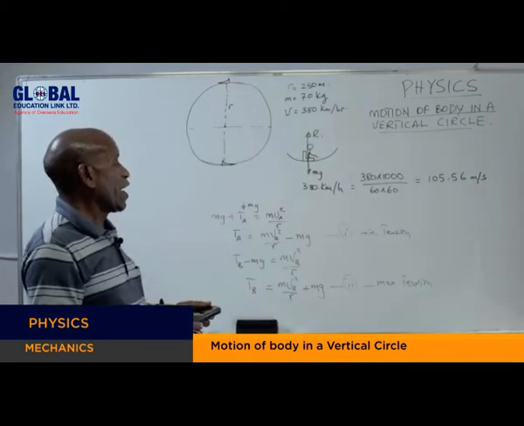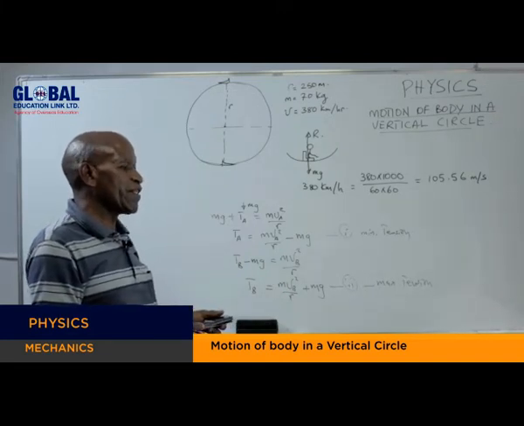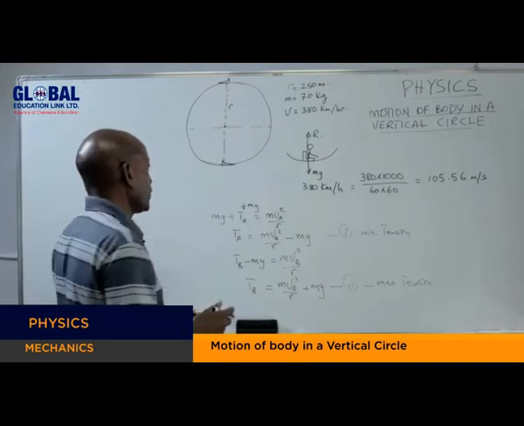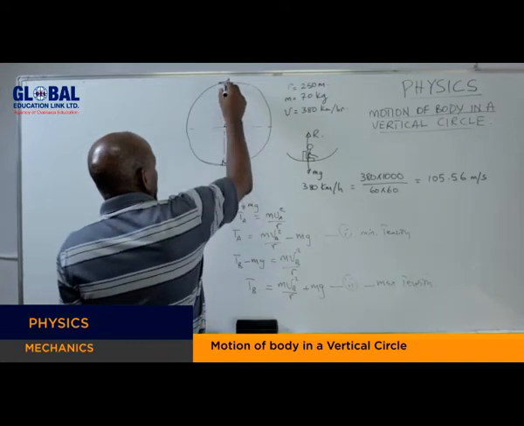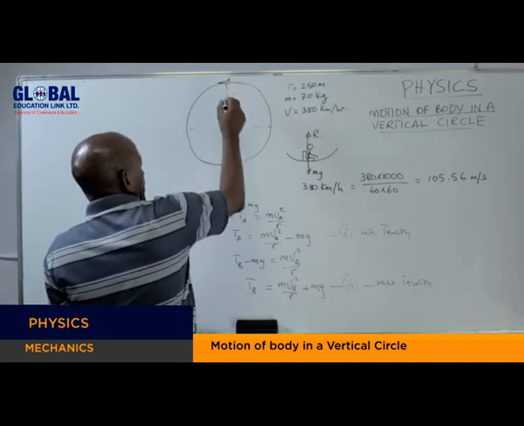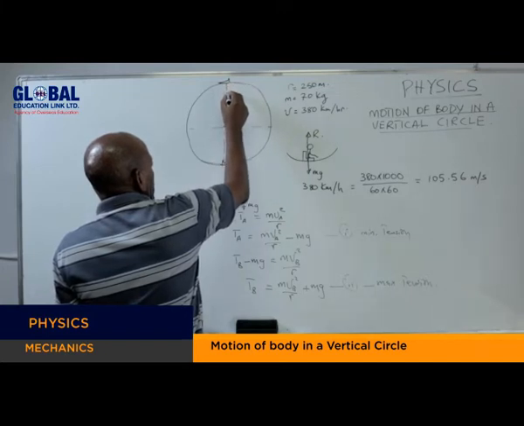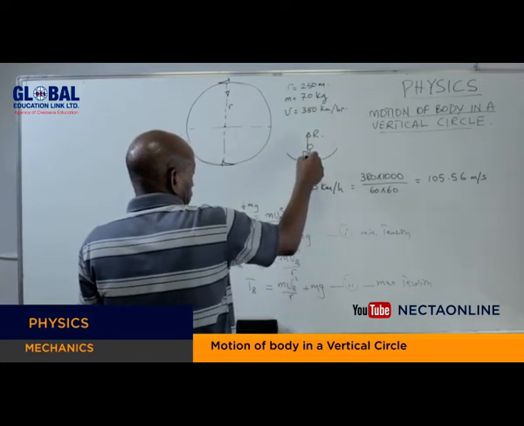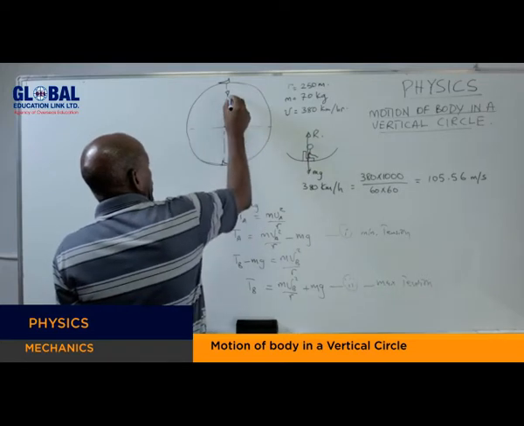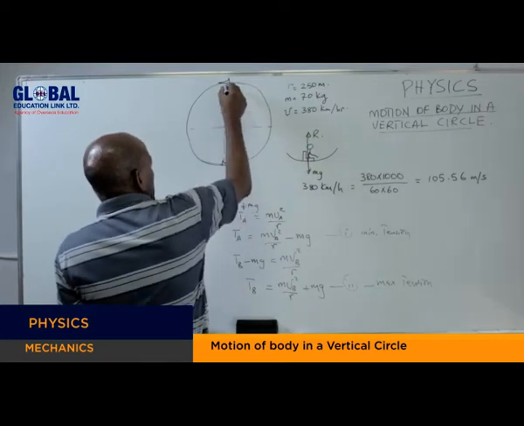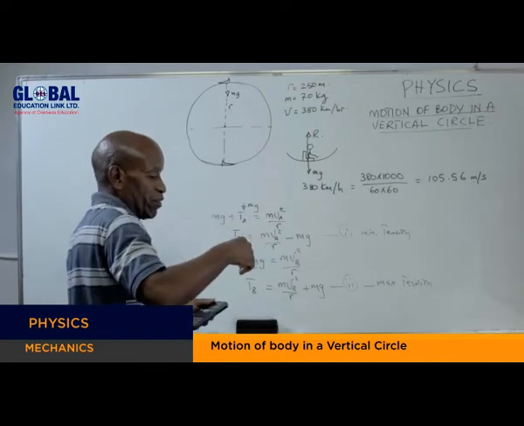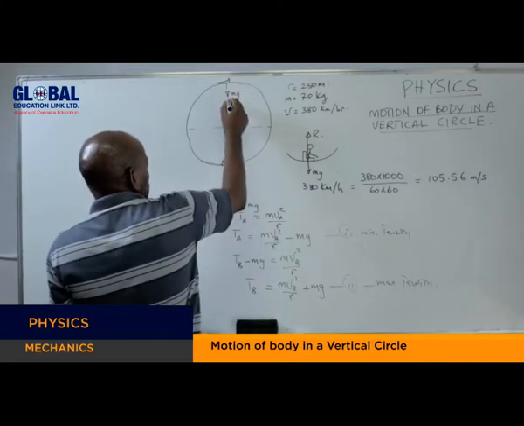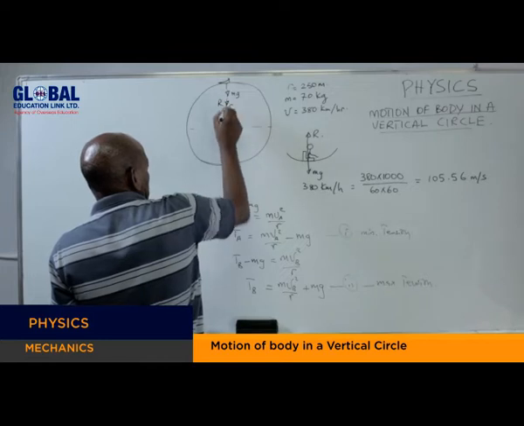And then we are asked to determine the force exerted by a seat on a pilot at the top and at the bottom. So let us start at the top. At the top, we all know that the weight of this particular pilot, mg, is acting downward, but the reaction force, remember, it's looping a loop, so it'll be like his head pointing downward. So the reaction force will also be pointing in the same direction.